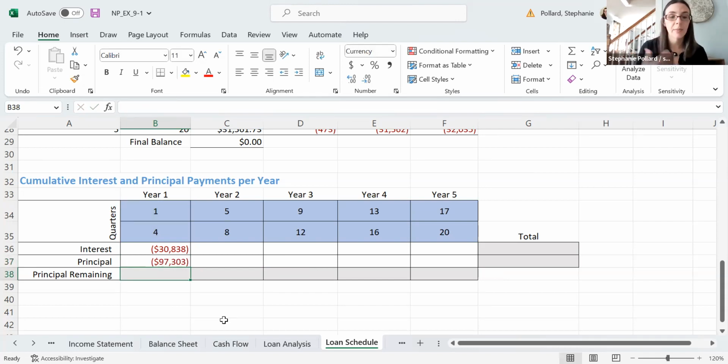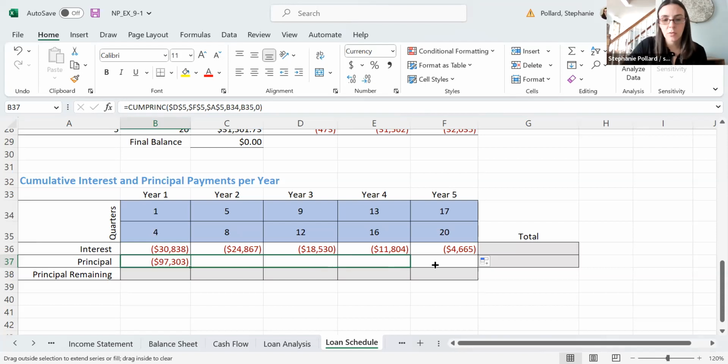So for the first year, our company spent $97,000 towards that principal. And then again, you can just copy these to the right and check them, make sure they're changing. So all my other cells are fixed, but it is moving to C34 and C35, here D34 and D35, and so on. So again, I did fix some of those cells because I didn't want them to move, but I do want the periods to move.